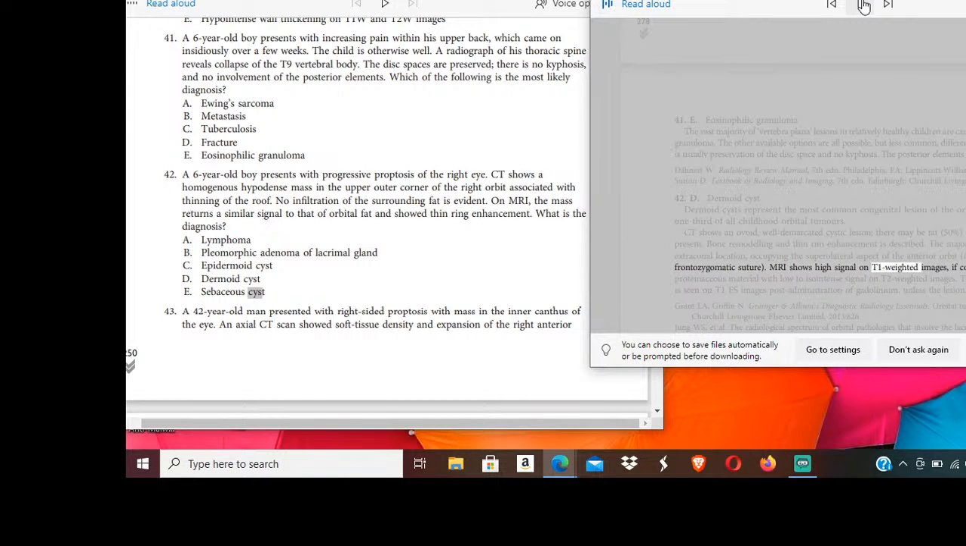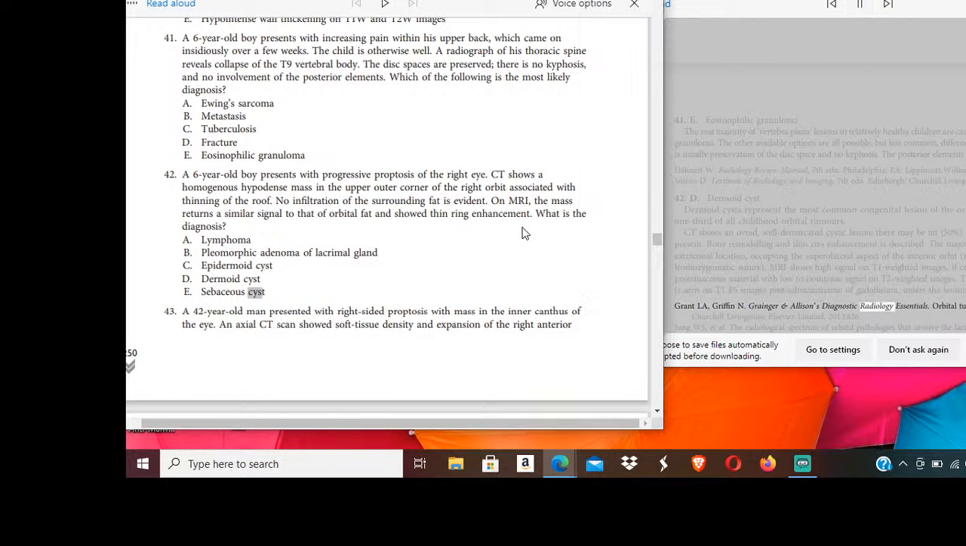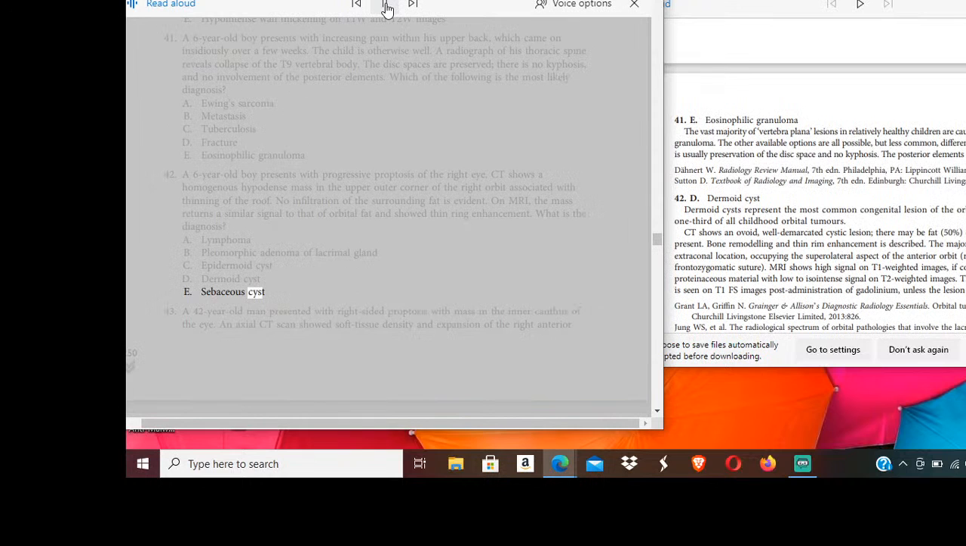MRI shows high signal on T1 weighted images, if containing fat or proteinaceous material, with low to isointense signal on T2 weighted images. Thin rim enhancement is seen on T1 FS images post-administration of gadolinium, unless the lesion has ruptured. Grant L.A., Griffin N., Grainger and Allison's Diagnostic Radiology Essentials. Orbital tumors. New York.